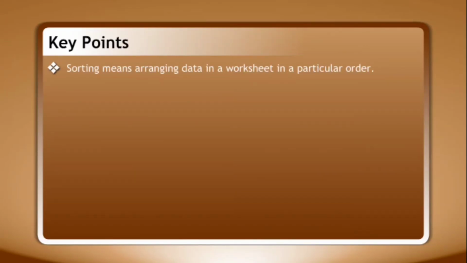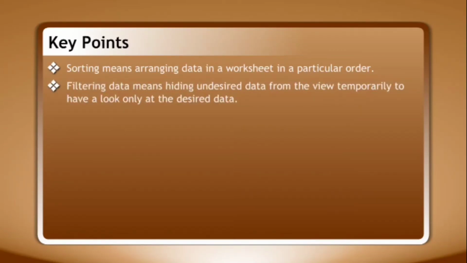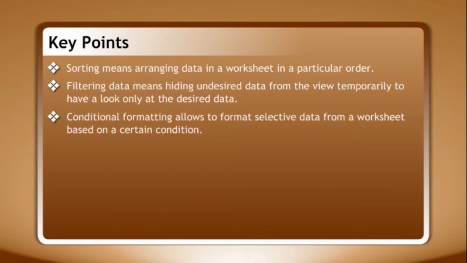Sorting means arranging data in a worksheet in a particular order. Filtering data means temporarily hiding undesired data from the view to have a look only at the desired data. Conditional formatting allows you to format selected data from a worksheet based on certain conditions.